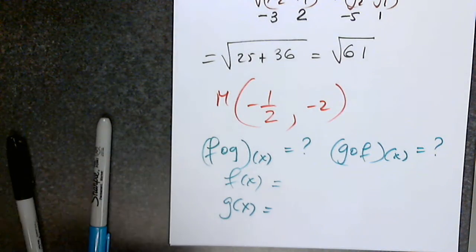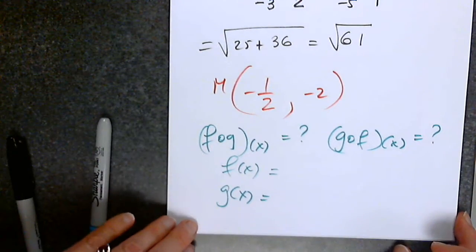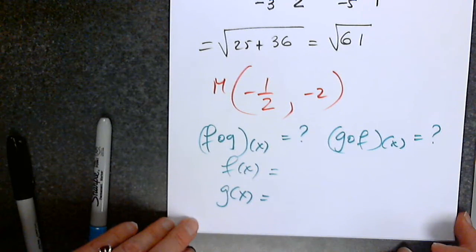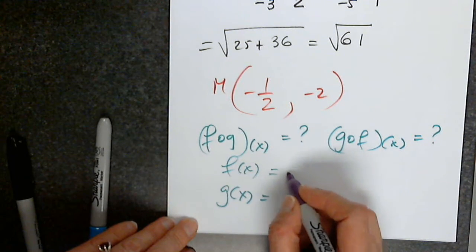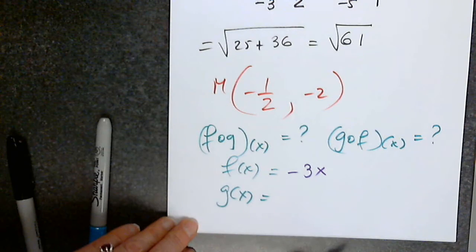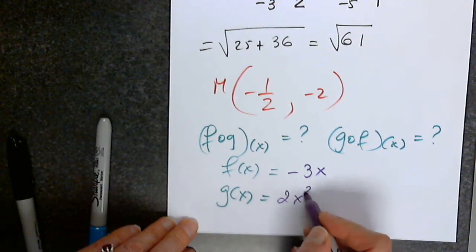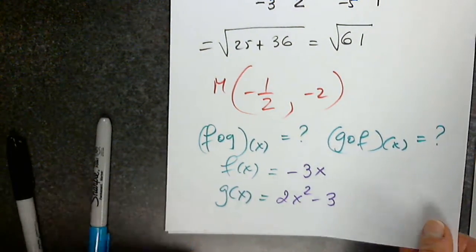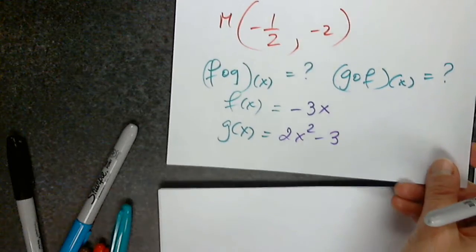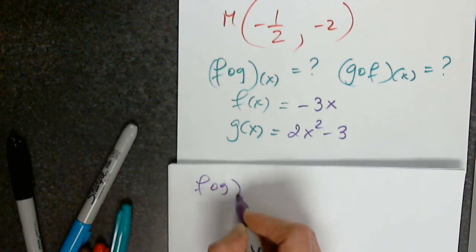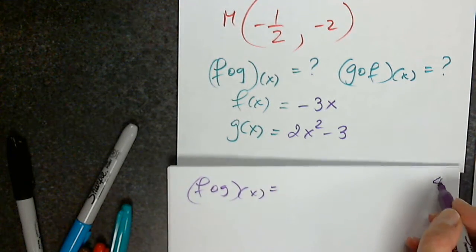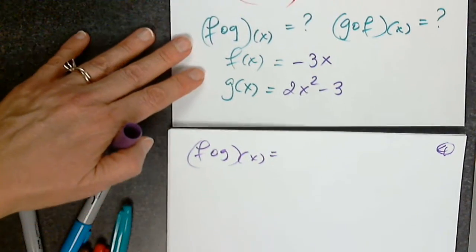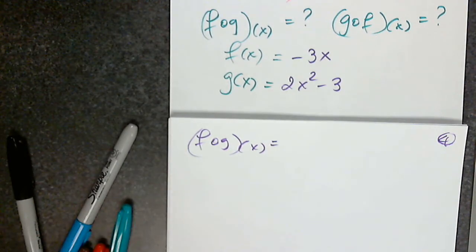Actually, can we use the ones from the test? Yes, okay. So, just give me 2 functions, any functions. So it was f of x equals negative 3x, and g of x equals 2x squared minus 3. Good. So let's find f of g of x. What does this mean? What do I have to write? What is the definition so I know how to proceed?